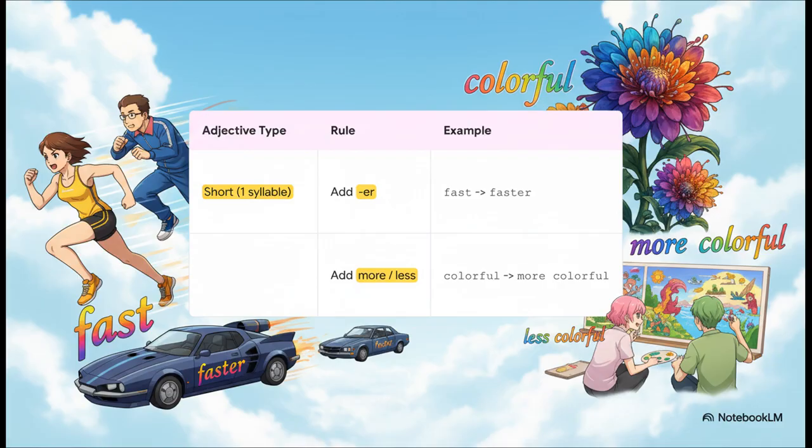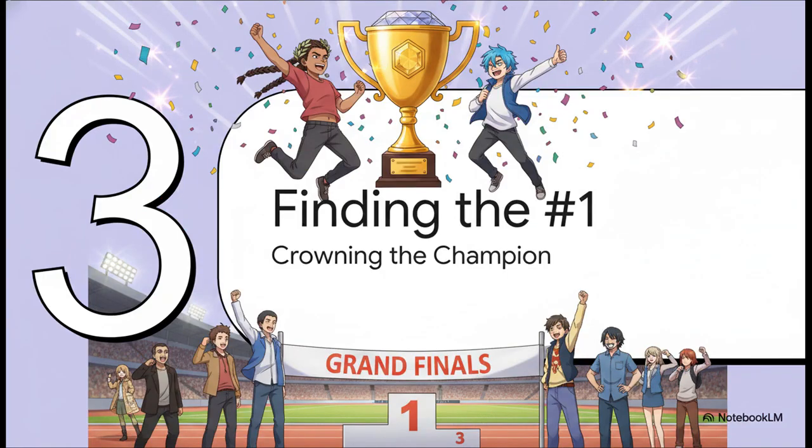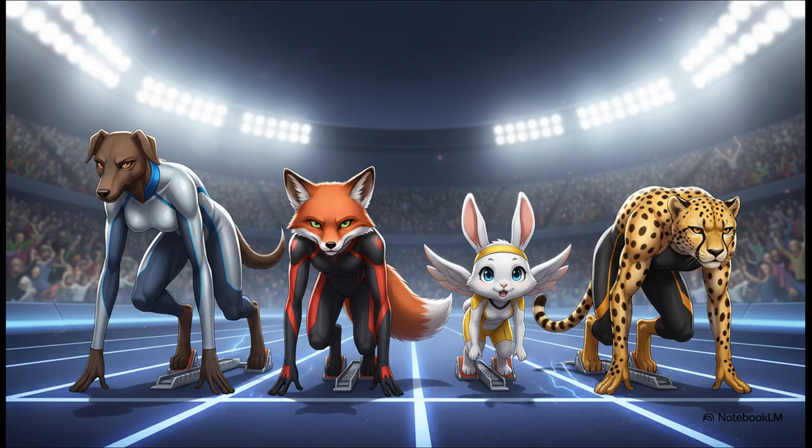Easy enough, right? Okay, so we've handled the one-on-one matchups, but what about the championship round, the final event where we find the undisputed number 1? It is time for the main event, crowning the champion. The finalists for the title of fastest animal are entering the arena. We've got the greyhound, the fox, the rabbit, and the cheetah. 4 incredible athletes, but only one can take home the trophy.